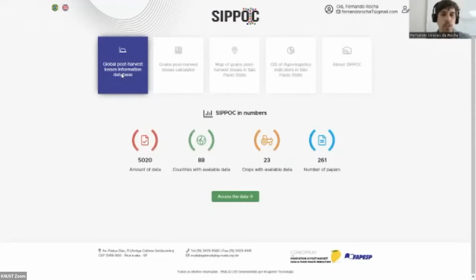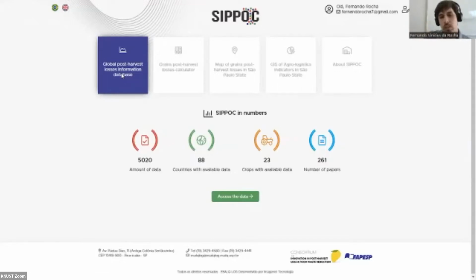Nowadays, this updated version will have 5,020 pieces of information of post-harvest loss in this global post-harvest loss information database. Those information came from 88 countries and 23 crops with available data. The main idea of SciPoc is to grab post-harvest loss information from scientific papers and conference papers, so we grab this information using published scientific works.